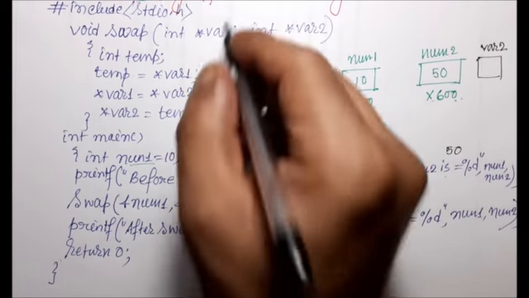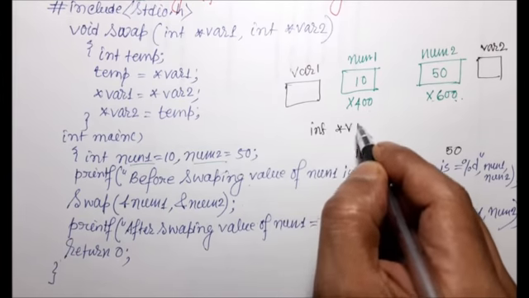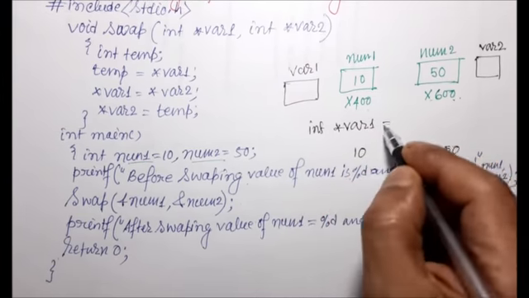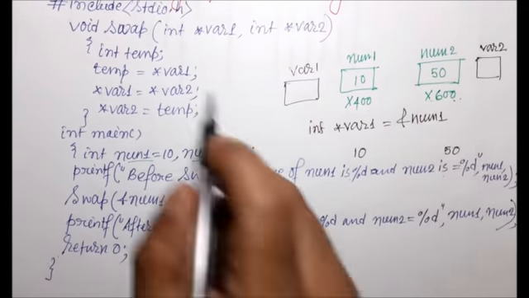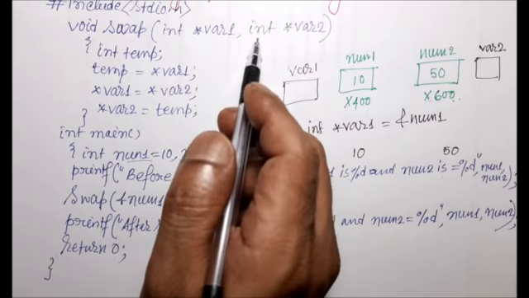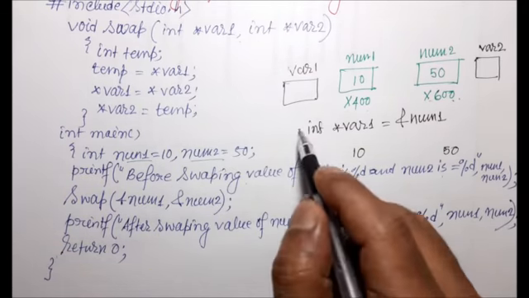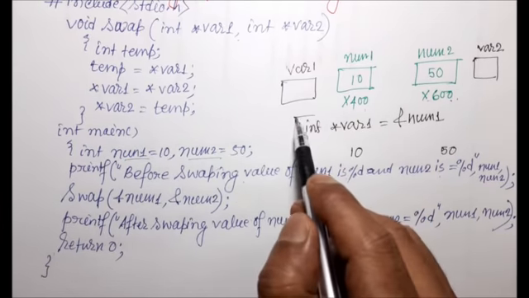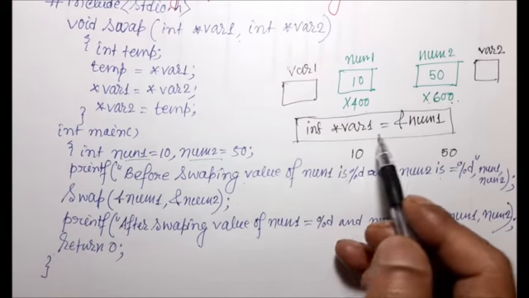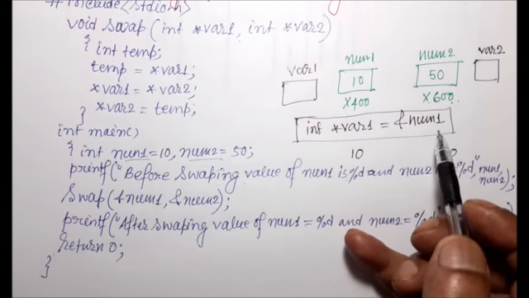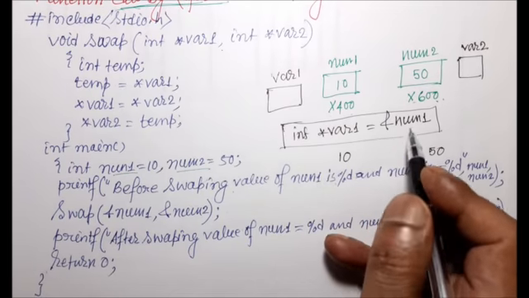So what is the meaning of this line? It will be like this: int star var1 equal to address of num1, right? In this function I have taken two arguments, that means two pointer arguments. If I explain this line, it is int star var1 equal to ampersand of num1, and similarly int star var2 equal to ampersand of num2.